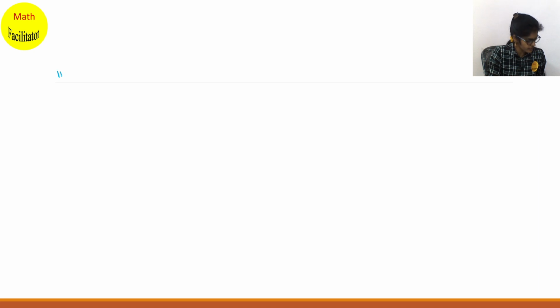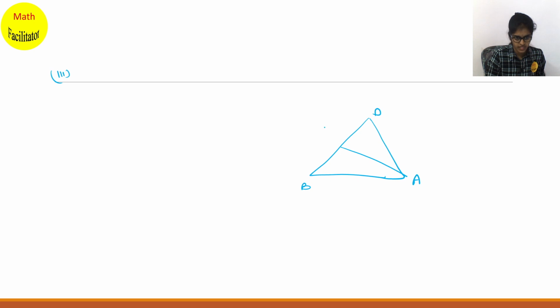So let's see the third bit. This is A, D, B. This is C. So this is 90 and this is also 90. So here what are we doing? Just see. Here you want AD square. This AD square is equal to BD into CD. BD is this, CD is this.